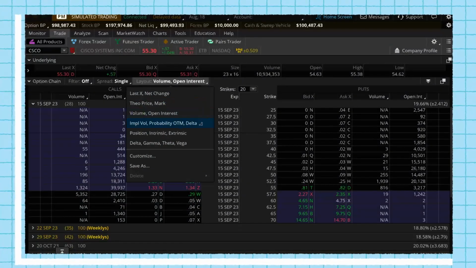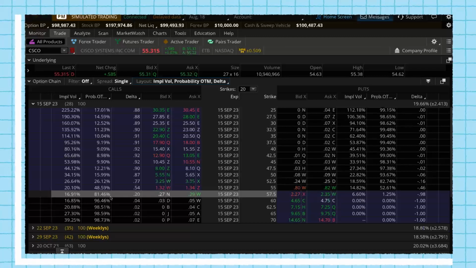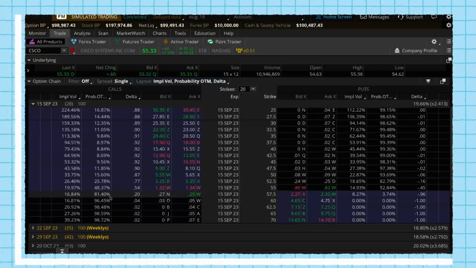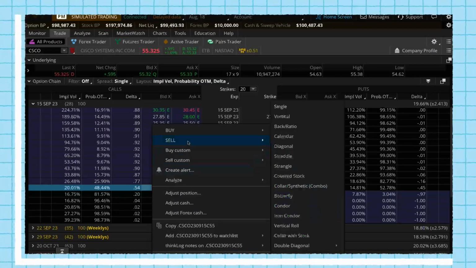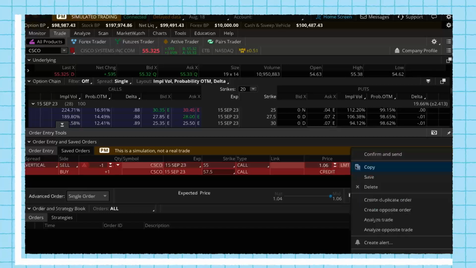A different layout showed that the 55 strike had a 48.59% probability of expiring out of the money, which wasn't great. The delta at 0.54 was also high for a selling strategy. The 57.50 strike had an 81.46% probability of expiring out of the money and a delta of 0.20, but premiums were small. I decided to go with the 55 strike for my short call, hoping the stock would pull back. In doing so, I also assumed a higher risk of early assignment because the strike price is closer to the stock price. I used the 57.50 strike for the long leg of the spread.